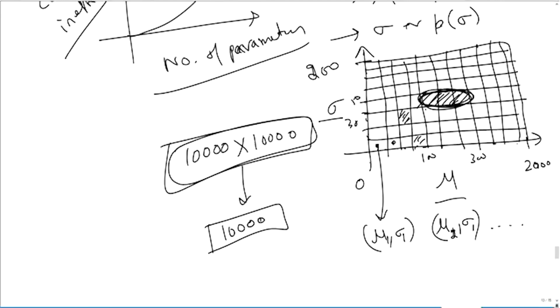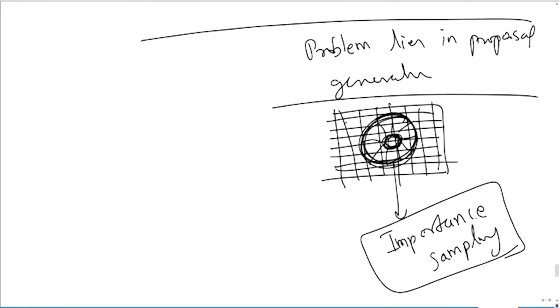So what we have figured out is that grid approximation will become computationally inefficient, and this computational inefficiency will increase as the number of parameters increases. As you go from 1 to 2 parameters and you have a 2-dimensional grid, the actual posterior would lie in a very small region of the grid. Okay. So this will become highly inefficient as the number of parameters increases. Okay. So what is the solution? Can we improve this proposal generation step?